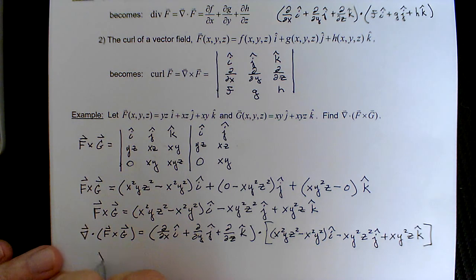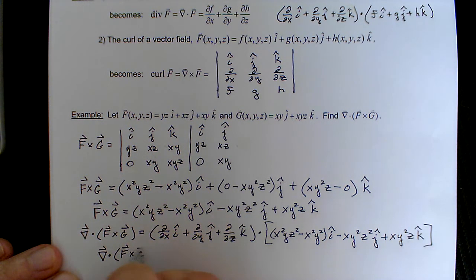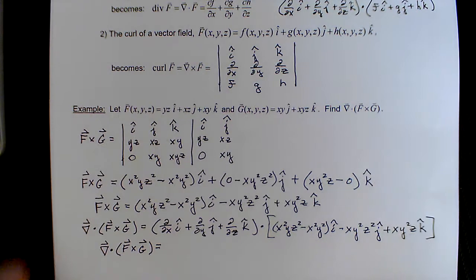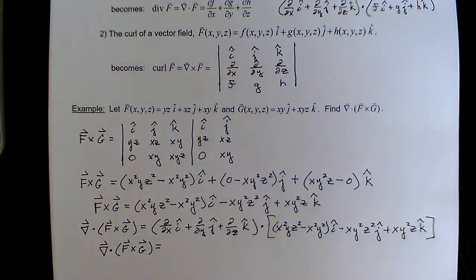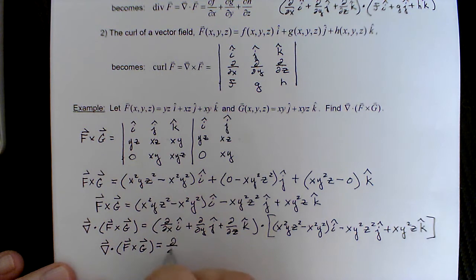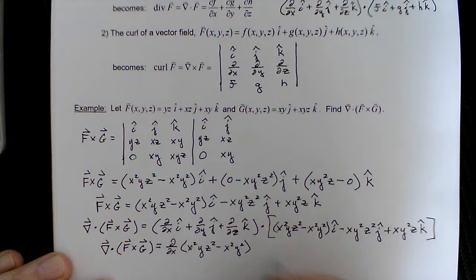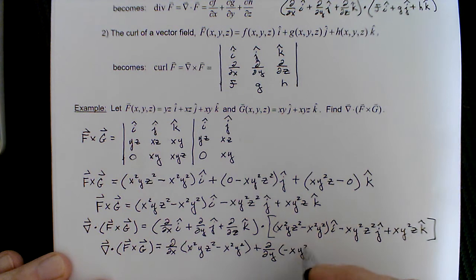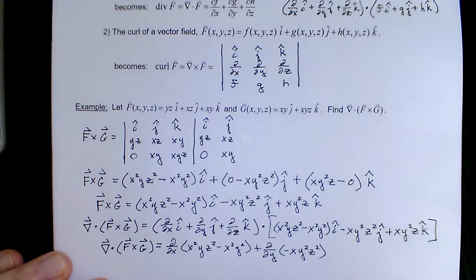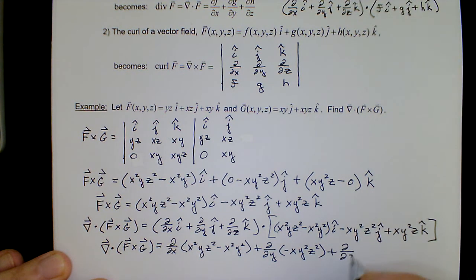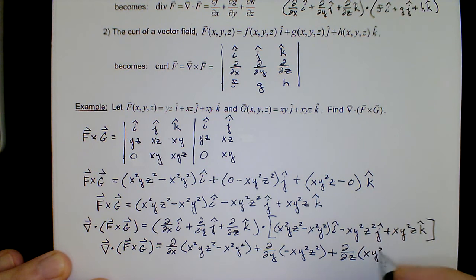Okay, so just to remind us about the dot product, the fact that i dot i is 1, j dot j is 1, and k dot k is 1, and then every other that doesn't match is zero. So we get the partial with respect to x of x squared y z squared minus x squared y squared, and then plus the partial with respect to y of the negative x y squared z squared, and then plus the partial with respect to z of x y squared z.